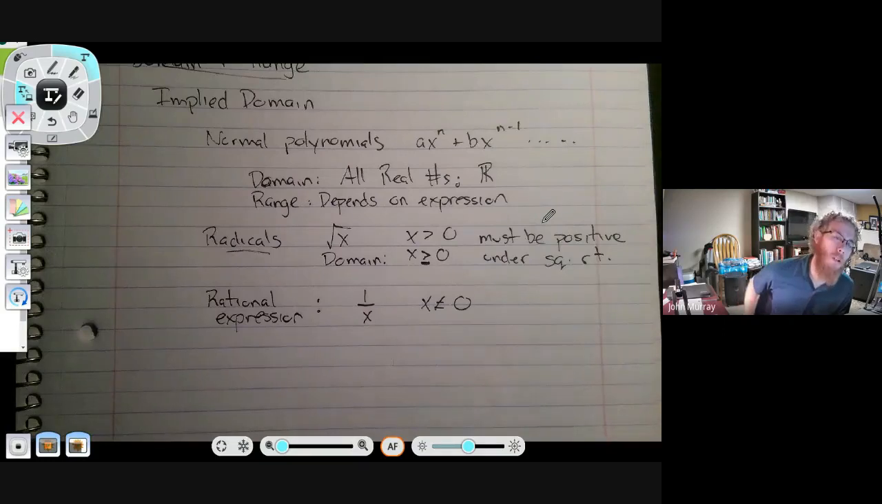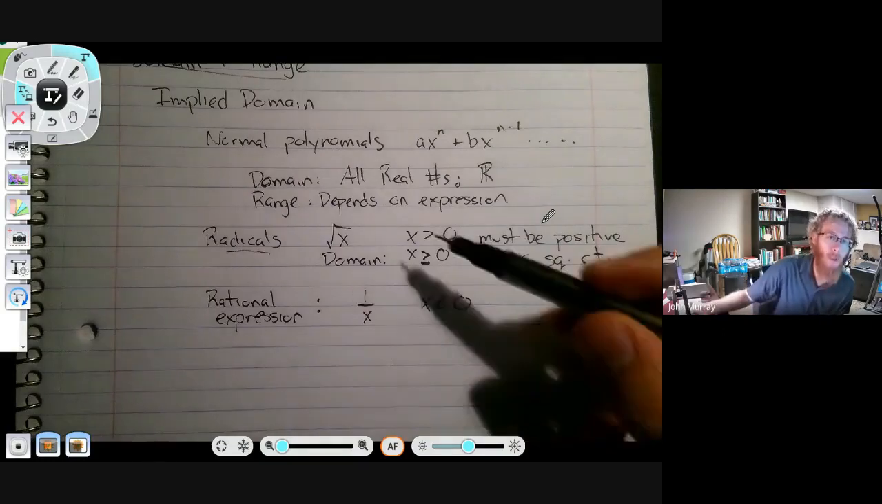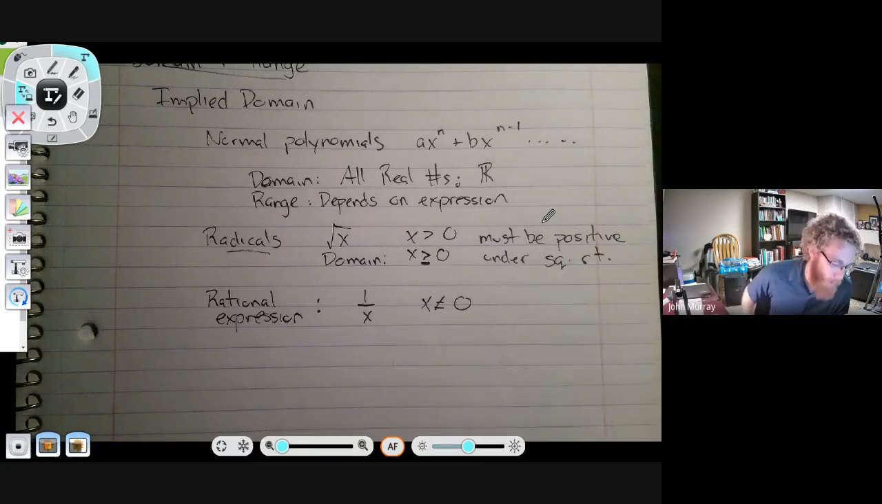Tomorrow I'm going to show you different ways that we can write the domain and range, and then we'll be looking at our different types of functions. We'll start delving further into that. Any questions about what we just went over?